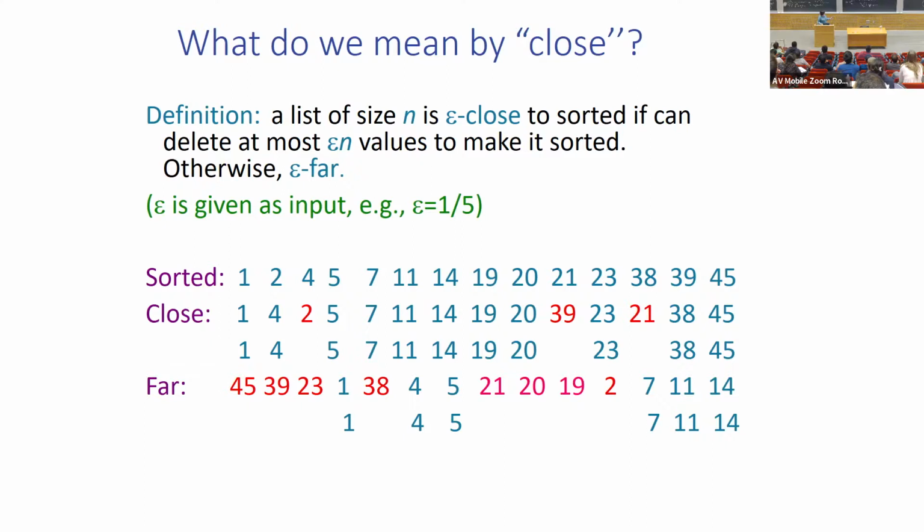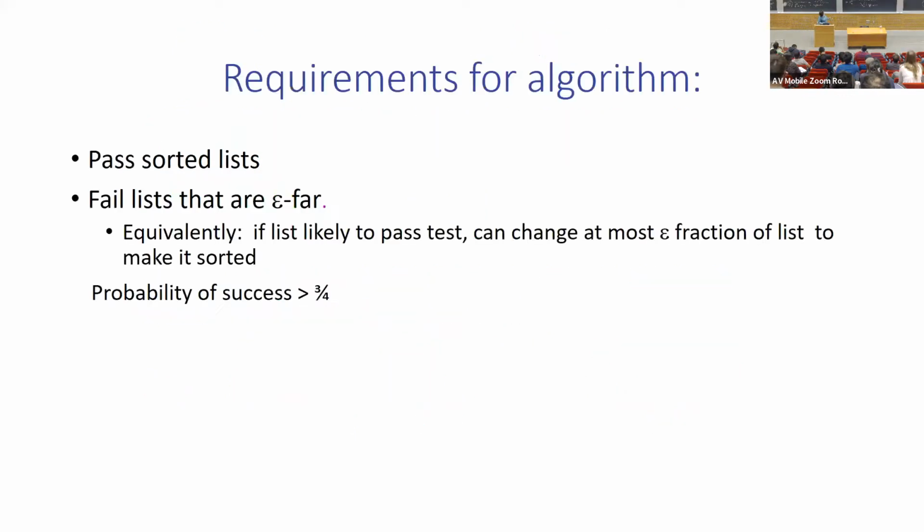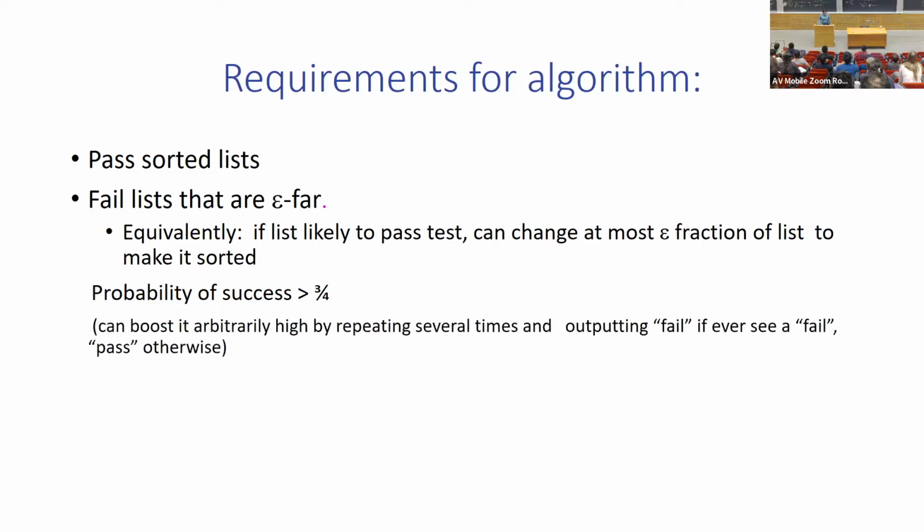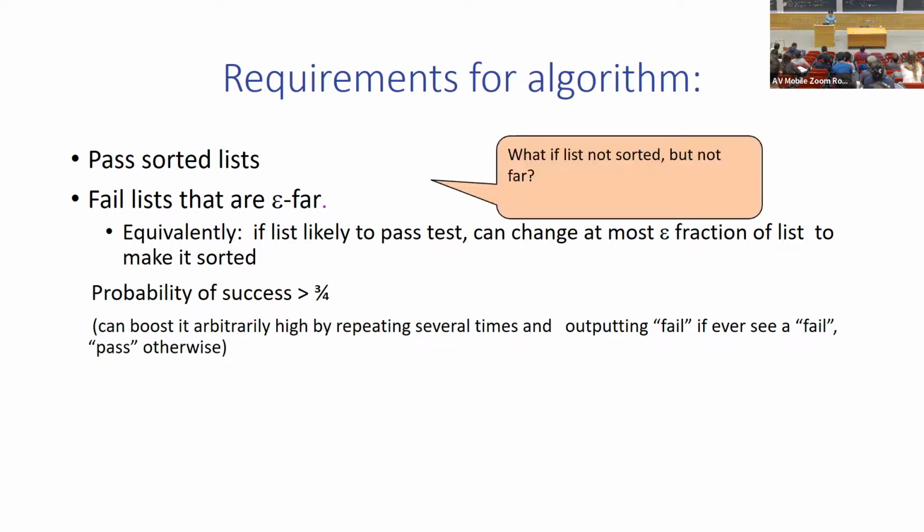So you want to reject this one, you want to accept this one, and this one you can either accept or reject, whatever you want. Again, we're looking for something where our probability of success is at least some constant, like 3/4, and we can boost the probability of success arbitrarily high by repeating several times. If we ever see fail, we output fail. If we never see fail, then we take a chance and output pass.